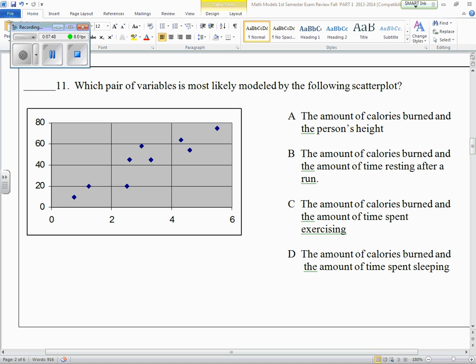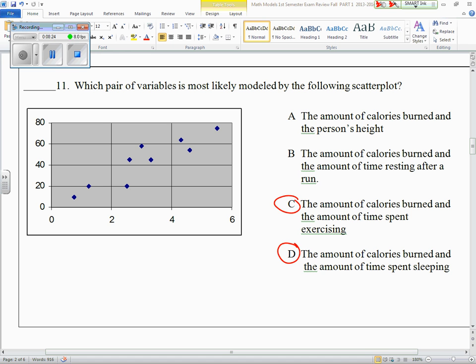Which pair of variables is most likely to follow the scatter plot? The amount of calories burned and the person's height. Probably not. The amount of calories burned and the amount of time resting after a run, we think. Probably not. The more you rest, the less. The amount of calories spent and the time spent exercising. Well, C and D are kind of the same. The amount of time spent exercising or the time spent sleeping.